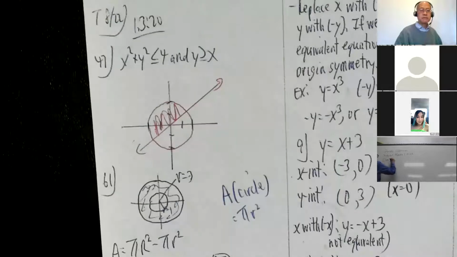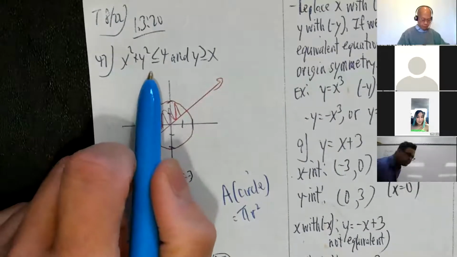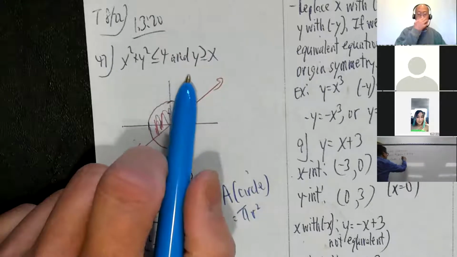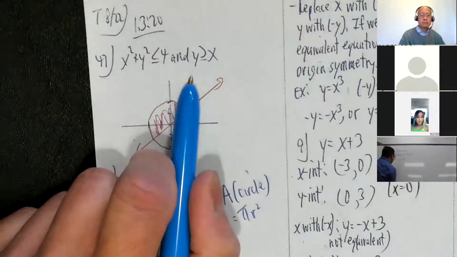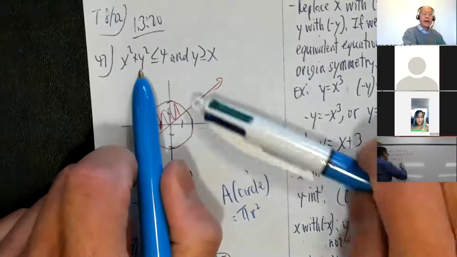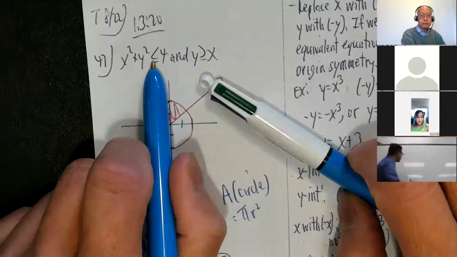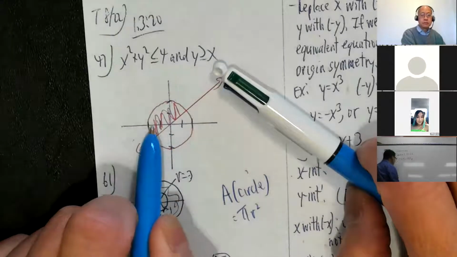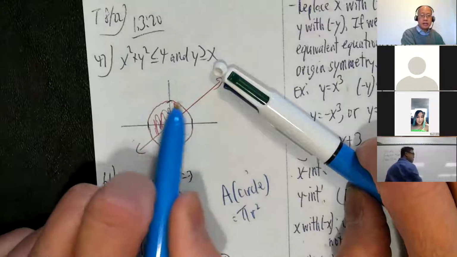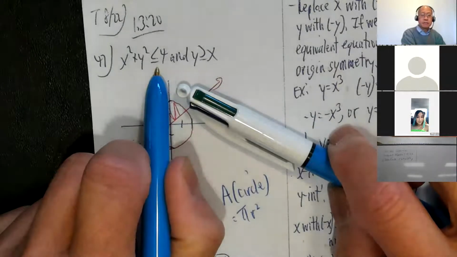Okay, 47. x squared plus y squared is less than or equal to 4, and y is greater than or equal to x. x squared plus y squared equals 4: circle, center at the origin, radius is 2. There's a line underneath it, so it's solid. And now less than or equal to means inside.